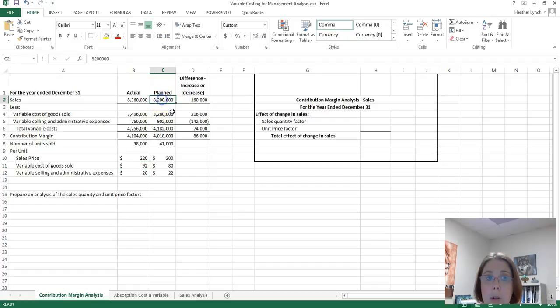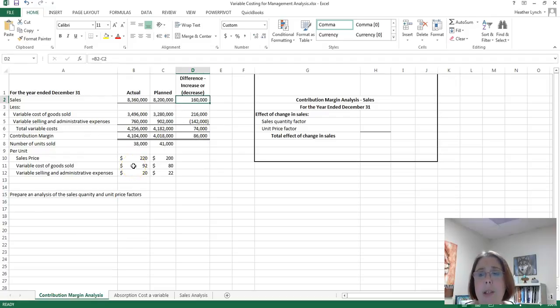We actually planned to do 8.2 million, and we planned on having variable cost of goods sold of 3,280,000, 902,000, and contribution margin of 4,018,000. But we planned on selling 41,000 units. And then we have our sale price, our variable cost, and that type of information. They also go through and give us our differences. That's just taking your actual minus your planned. Okay, so all this information is given to you.